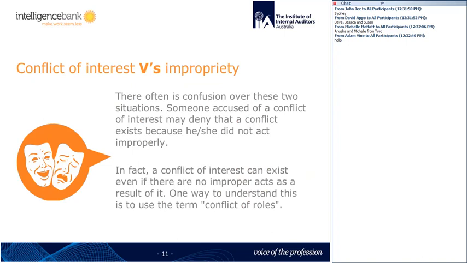And so one way to talk to your team or to word your policies is that a conflict of interest can actually exist even if there are no improper acts as a result of it. One way to think about this and talk about it is in terms of a conflict of roles. So if you are making a decision on something, it is not appropriate for your brother to be the recipient of that, as an example.